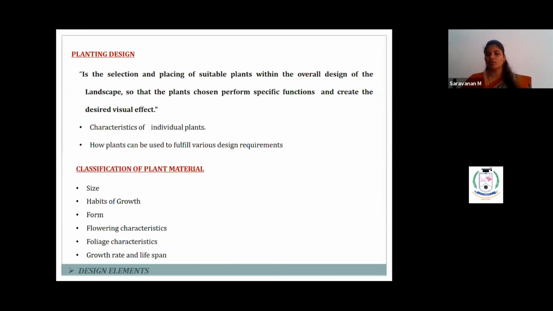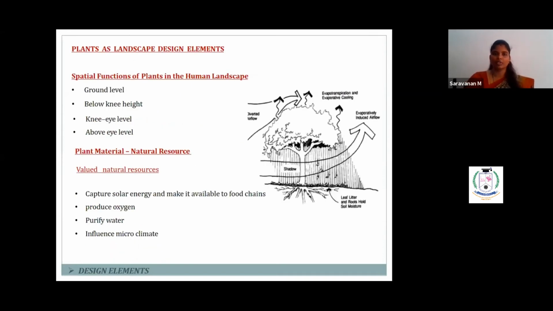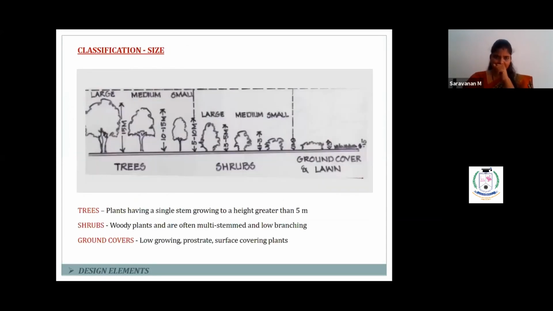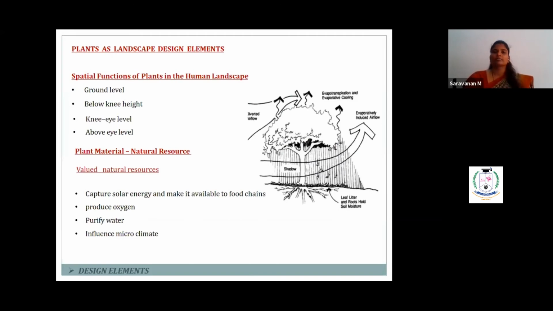I think you would have understood what all of this relates to. The first one is the spatial functions of plants in a human landscape. You have different levels: ground level, below knee level, knee to eye level, and above eye level. I'll explain what it is. The valuable natural sources are your oxygen, water, microclimate, and the available food chains.